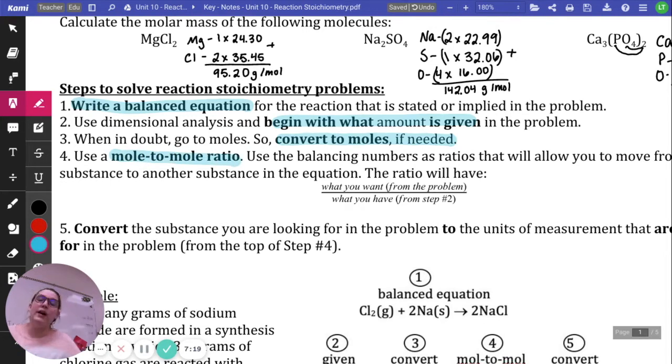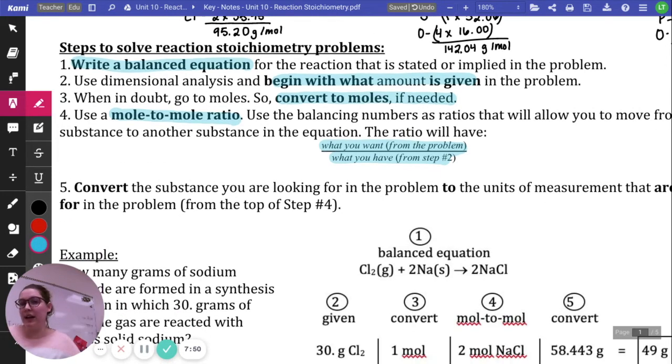Our mole-to-mole ratio is kind of similar to the mole-to-mole ratio that we learned about last time, but instead of using our subscripts in this one, we are going to use the coefficients from our balanced chemical equation. It'll allow us to move from one substance to another in the chemical reaction. So your mole ratio will always look like this: whatever substance you have on the bottom, and whatever substance you want on the top. And then finally, our last step is convert to what you are looking for. So get to what the problem's asking for. Okay, those are the 5 steps.